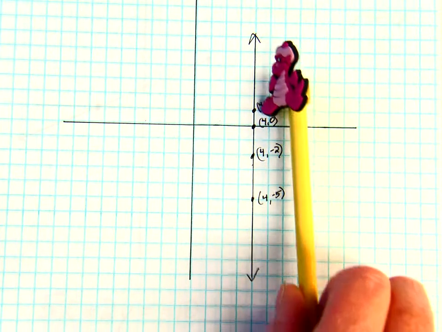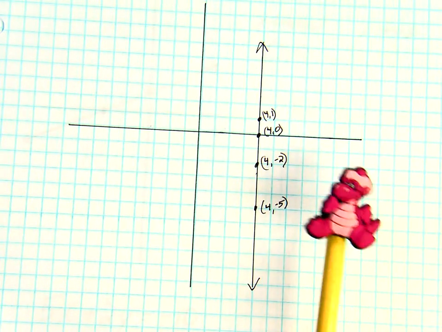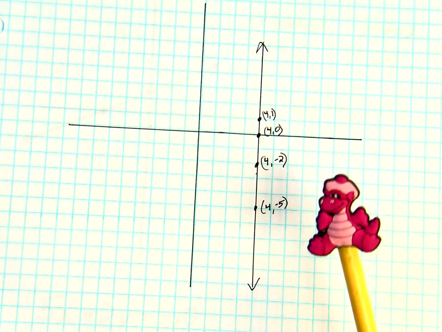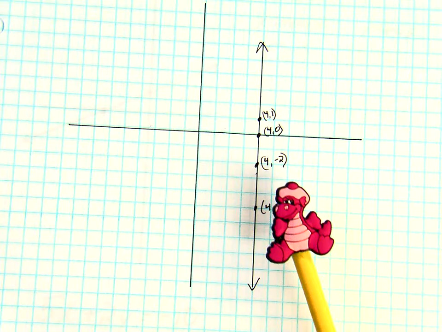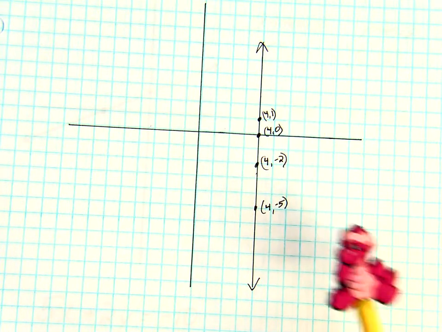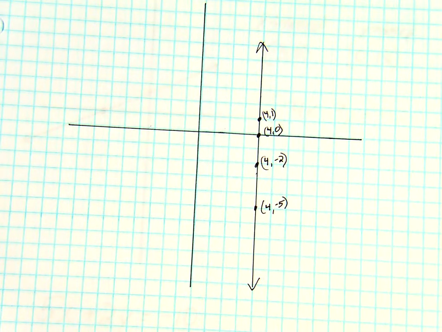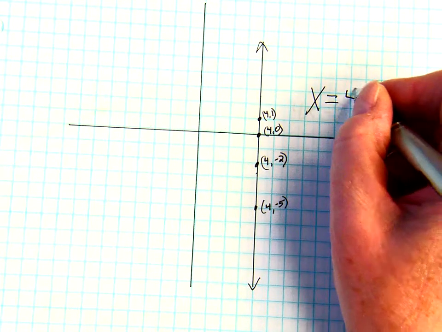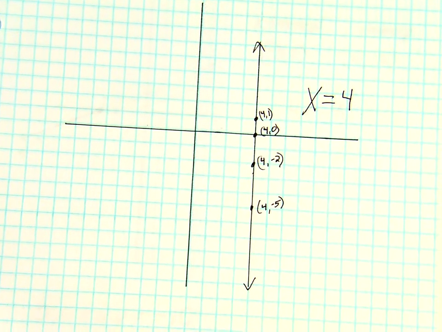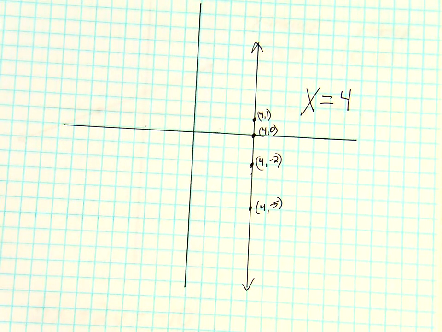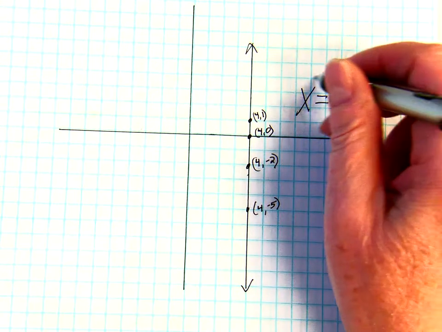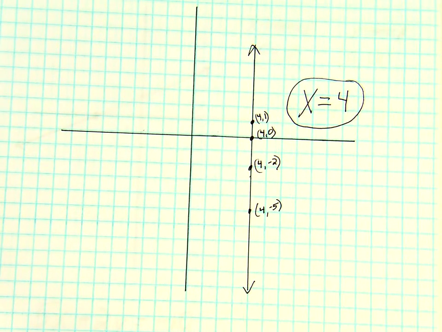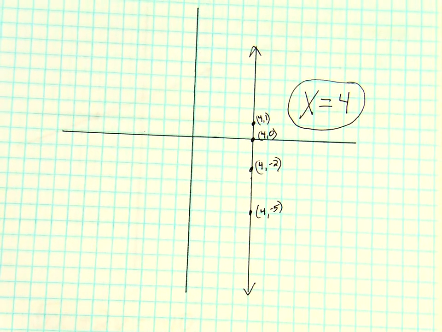Oh my goodness! Look! X is 4! In each of these cases, X is 4! That's right, little purple guy. In each case, X equals 4. That means that my equation of the line is X equals 4. And that's all it is. So this is the equation of a vertical line at X equals 4. It's just a vertical line.